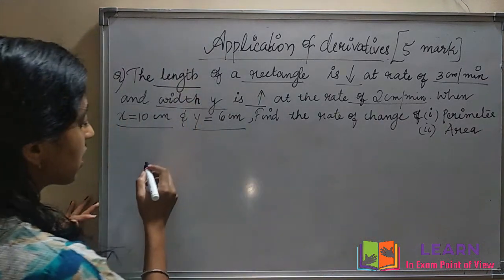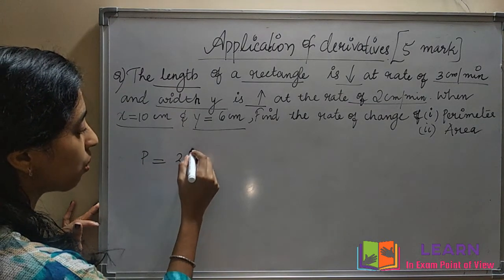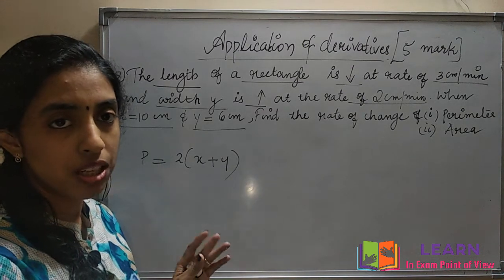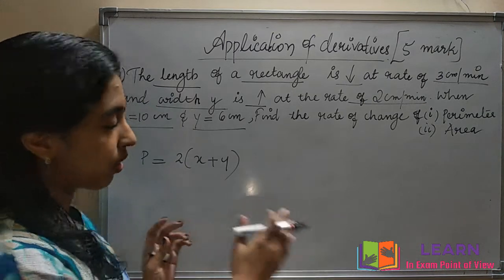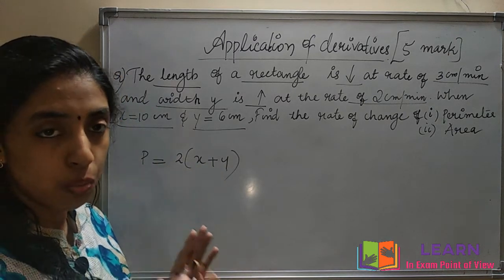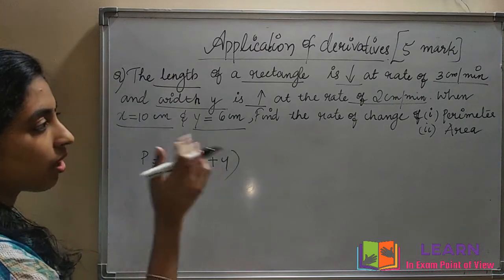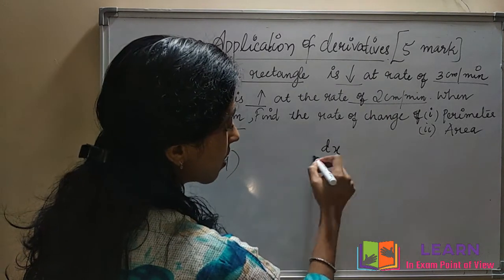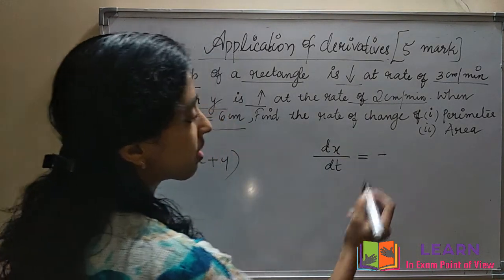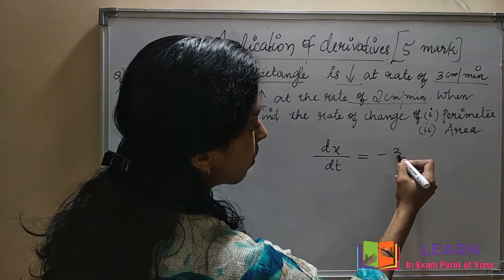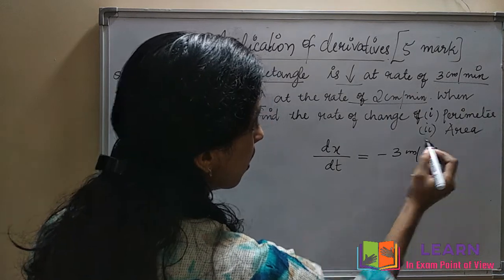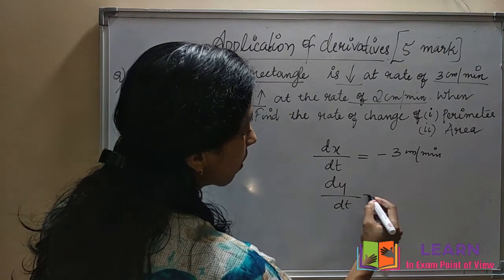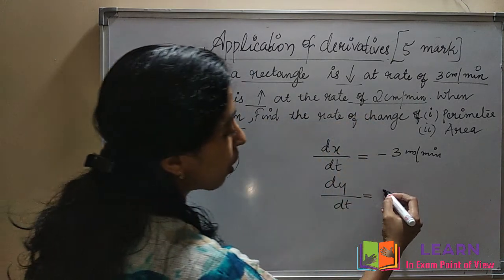Perimeter of a rectangle is 2 into length plus breadth, that is 2(x + y). Here length and width are x and y. What all things are given? We have the rate of change of length, dx/dt. It is decreasing, so we put a negative sign: minus 3 centimeter per minute. Its width y is increasing with respect to time, so it is a positive value, 2 centimeter per minute.